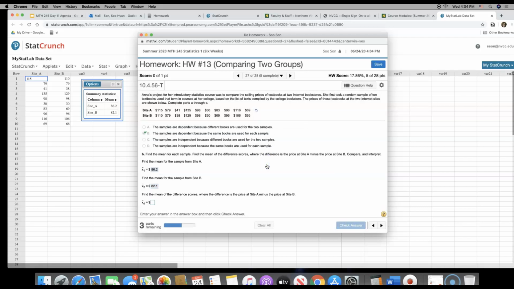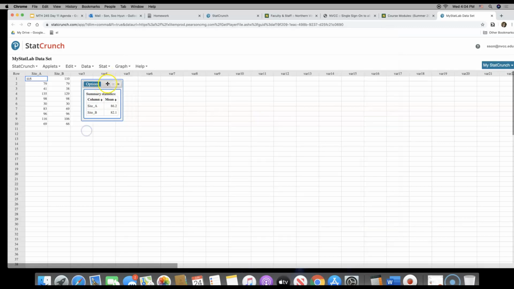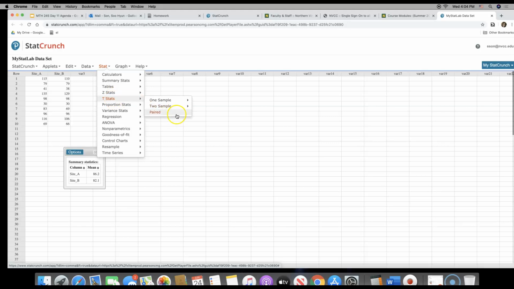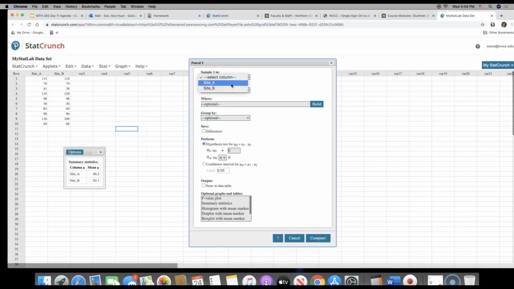Now, what about their difference? We can find this by just subtracting these two numbers. Or technically, we should be able to. I wonder if it works as Excel. Maybe I can type in a formula. I don't think it's going to work as Excel, but what I showed in class is this. I showed you to do the t-stat paired, and then we can set sample 1 as site A, sample 2 as site B, and then click on the difference.